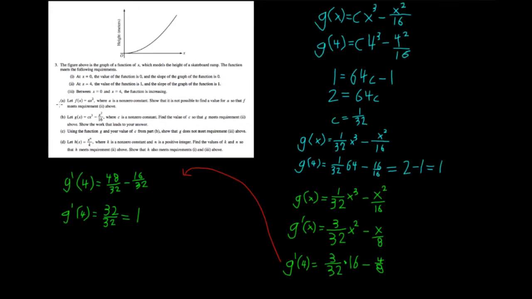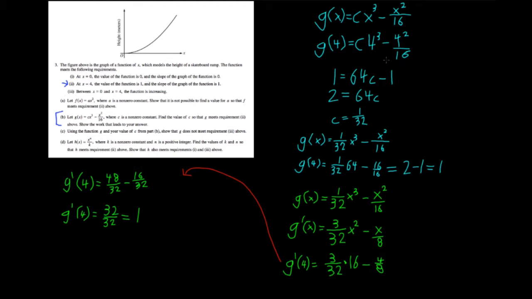Alright, so now we are going to be moving on to question B. Let g of x equal c times x cubed minus x squared over 16, where c is a non-zero constant. Find the value of c so that g meets requirement 2 above. Show the work that leads to your answer. So again, we are going to be working with requirement 2. At x is equal to 4, the value of the function is 1, and the slope of the graph of the function is also 1.